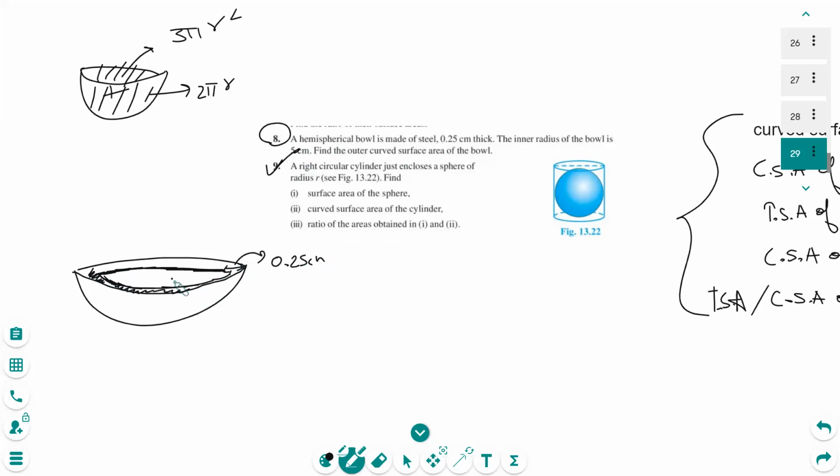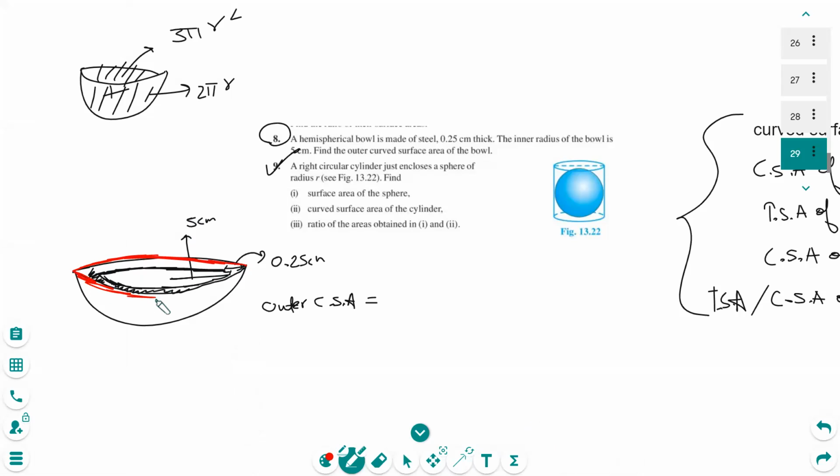I hope you can see this. The inner radius is 5 centimeter. This is my 5 centimeter. Find the outer curved surface area of the ball. Now, if you observe very carefully, the outer curved surface area will involve this circle, not the inner circle. See, let me pick it out. This part.